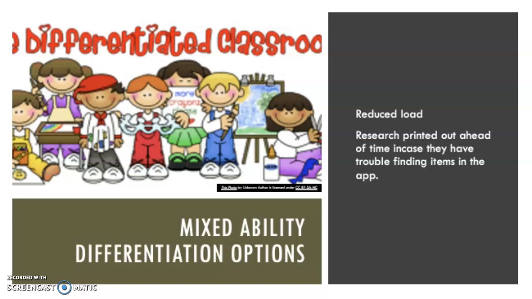For mixed ability or differentiation options. For students with special needs, if they are struggling with the activity, things that can help them or assist in their project is reduced load. I can also print out research ahead of time in case they are having trouble finding items within the app. This way, after trying to find the items, they can just have the research available to them.